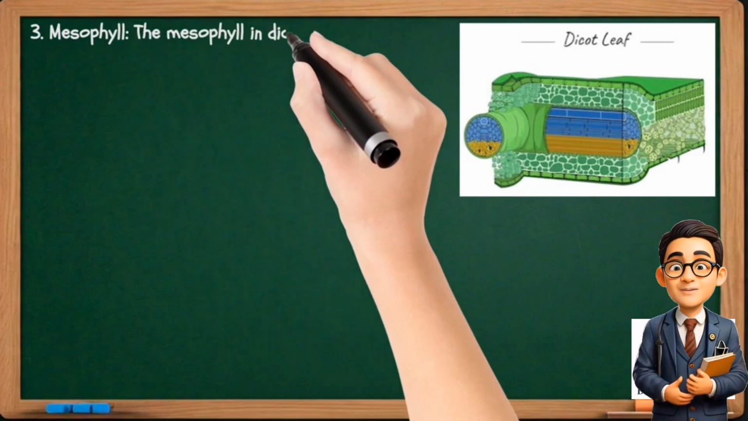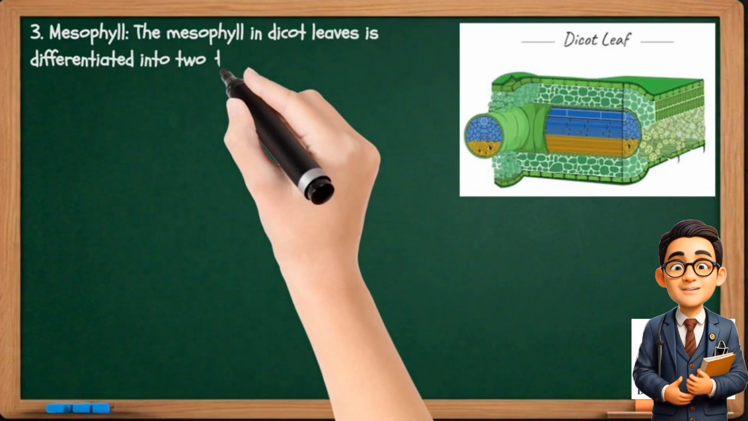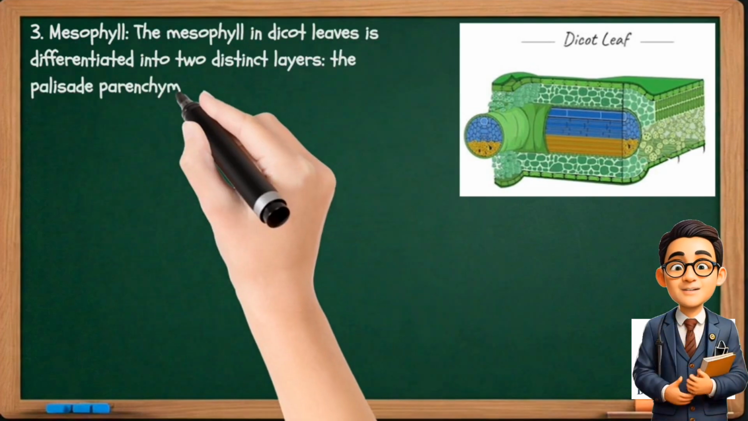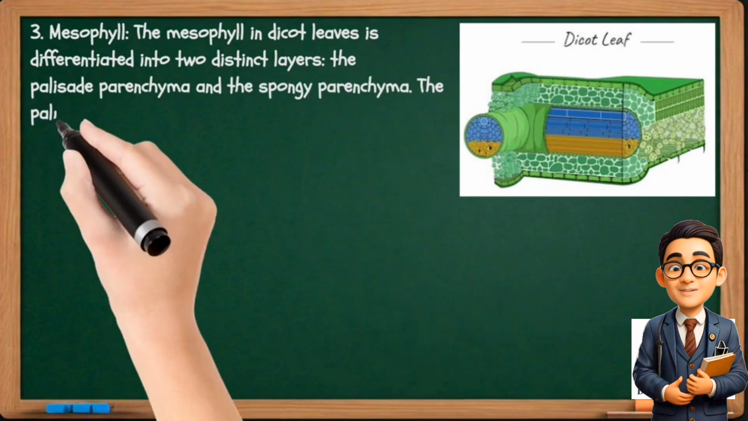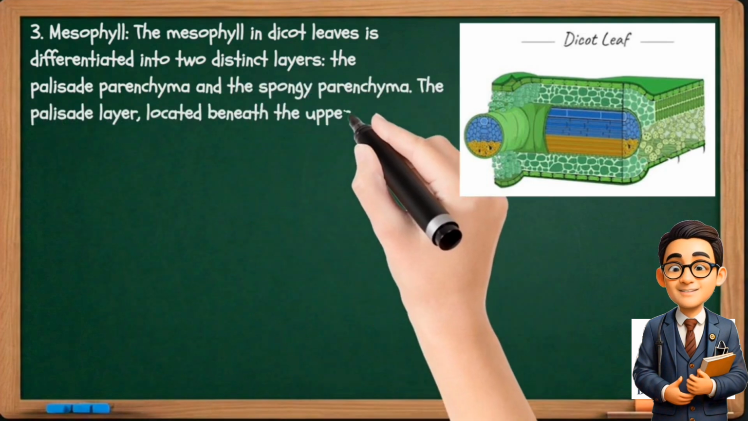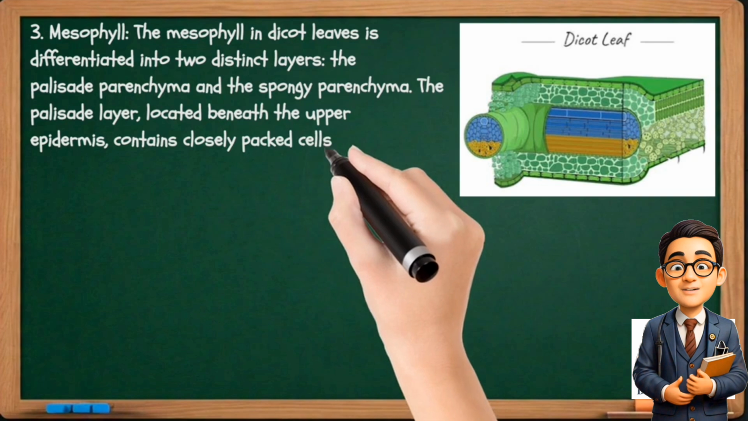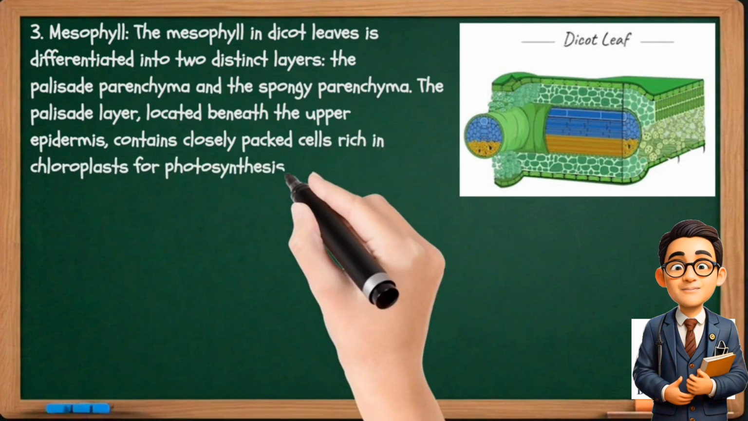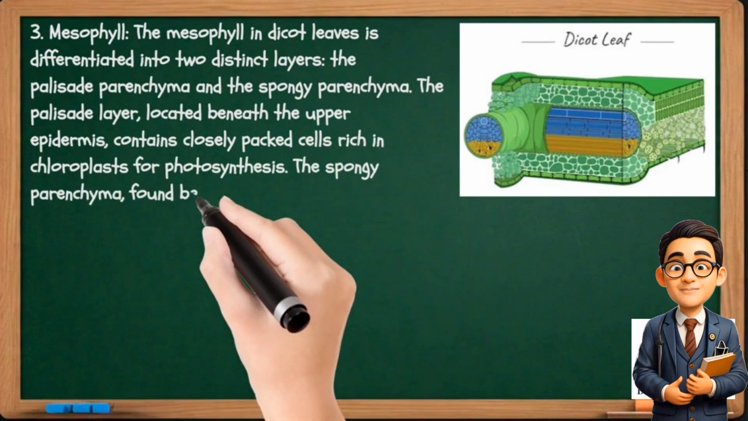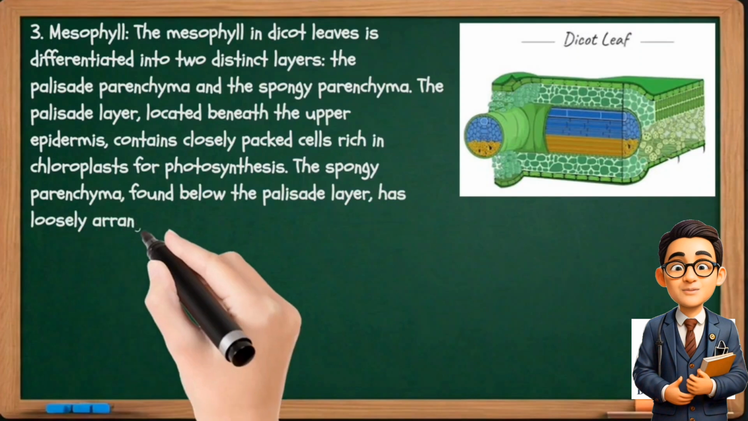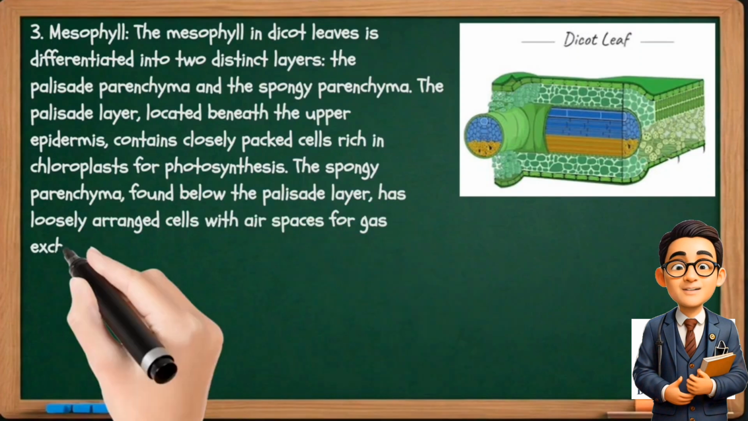The mesophyll in dicot leaves is differentiated into two distinct layers, the palisade parenchyma and the spongy parenchyma. The palisade layer, located beneath the upper epidermis, contains closely packed cells rich in chloroplasts for photosynthesis. The spongy parenchyma, found below the palisade layer, has loosely arranged cells with air spaces for gas exchange.